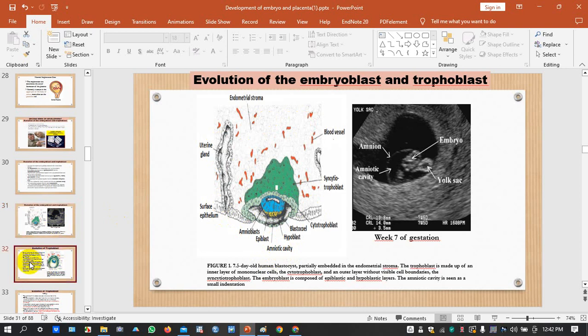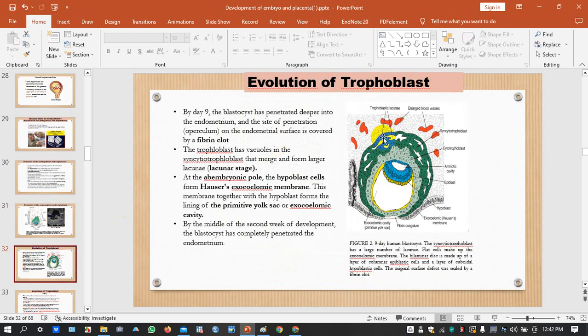Okay, so let's go. Evolution. Let's see the epiblast. This is the epiblast. You can see the columnar epithelial cells, or the columnar cells. Then you can see the cuboidal cells of the hypoblast. You can see the exocoelomic cavity or primitive yolk sac. You can also see the amniotic cavity.